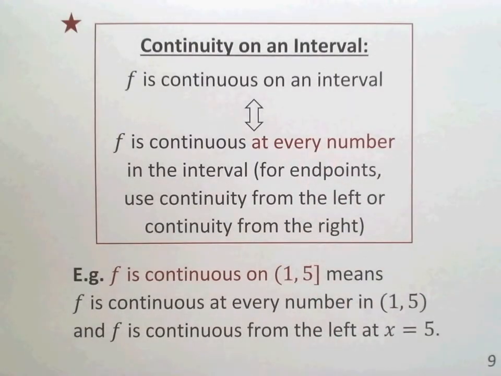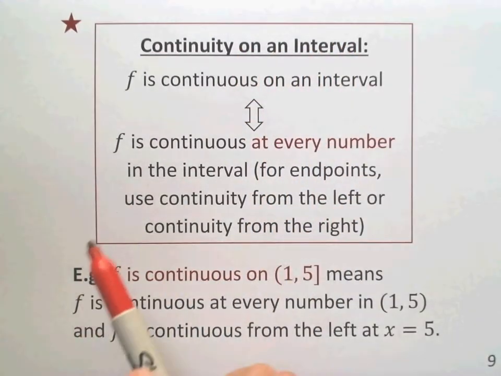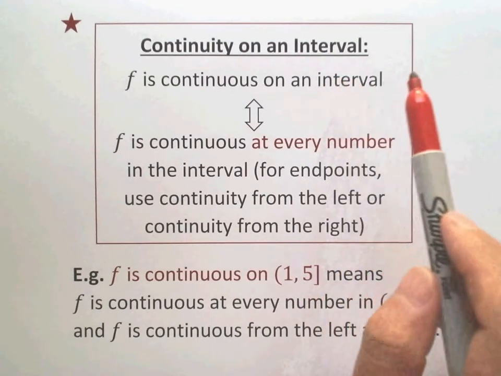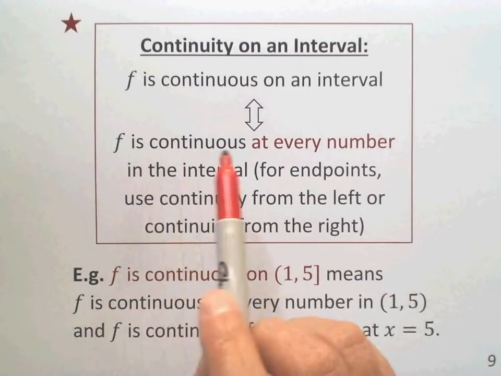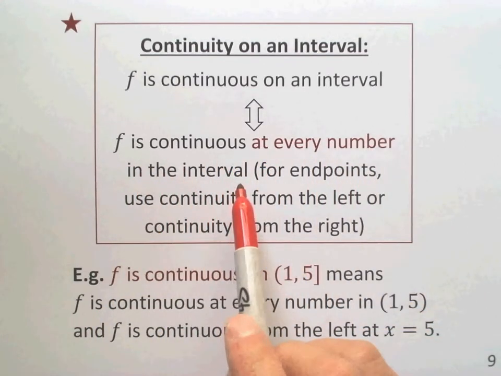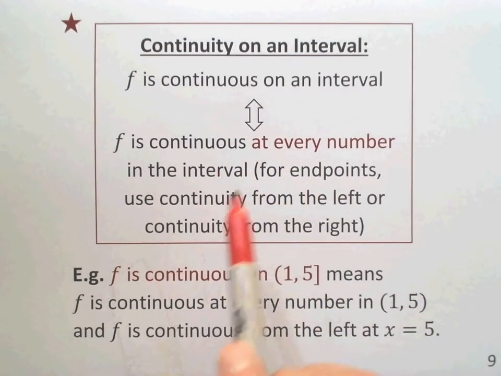And finally, we have one concept. What is continuity on an interval? We say the function f is continuous on an interval, no matter whether it's open or closed, if f is continuous at every number in the interval. Inside, it is continuous for all the numbers.